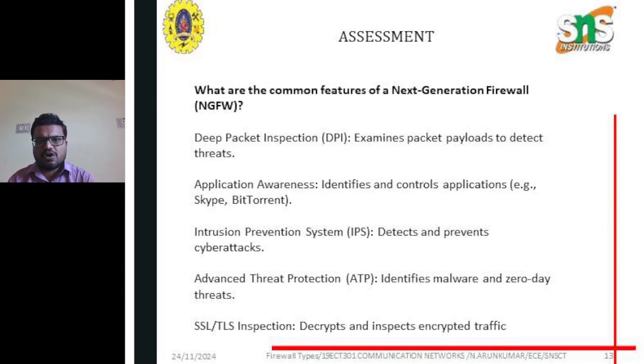Assessment. What are the common features of a next generation firewall? Deep packet inspection is used to eliminate unwanted access, and application awareness identifies and controls the applications. Intrusion prevention system directly prevents cyber attacks. Advanced threat protection identifies the malware of the concerned threats. SSL and TLS inspection decrypts the concerned traffic data.